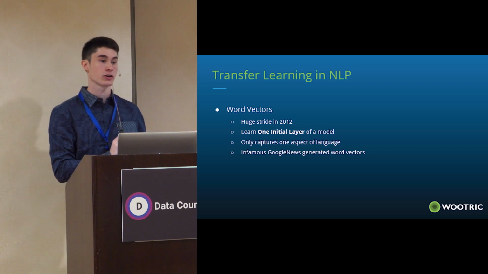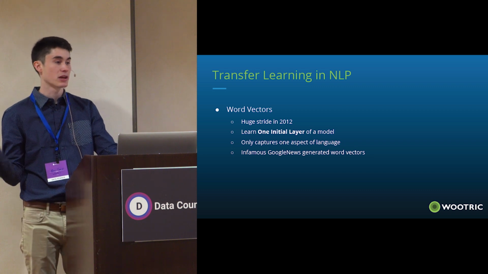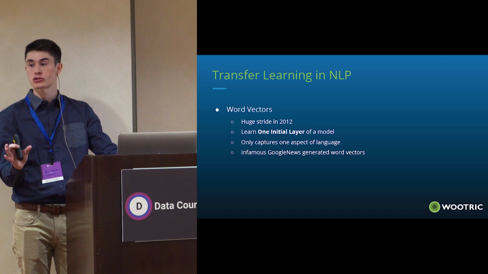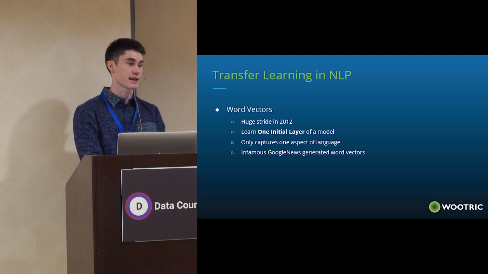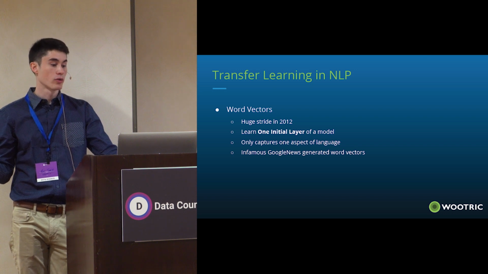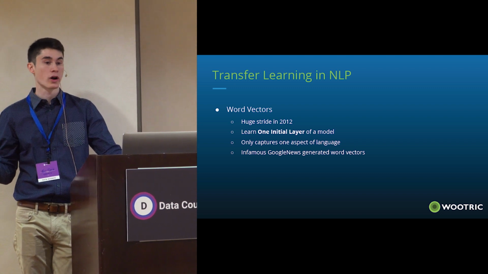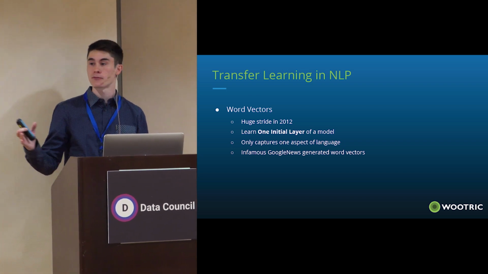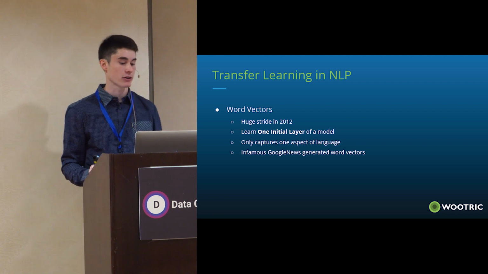instead of in the bag of words format of a one-hot encoding, into a smaller n-dimensional vector, which can then be applied to a machine learning model in the same way as bag of words, or into a long short-term memory model or other recurrent nets, to learn things about your data set. Word vectors learn one initial layer of a model, which is usually the embedding layer, and they usually only capture one aspect of language. For example, your words for word vectors are always going to have the same vectors no matter the context that they appear in.